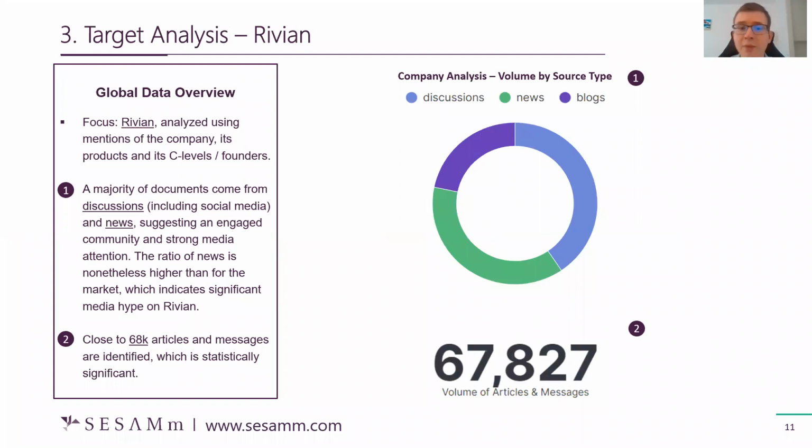We then perform that same type of analysis for the company itself. Again, this is a private company. We still have around 70,000 articles and messages on it. We even are able to cover very small companies and startup level companies with these specific use cases, and also obviously very small caps. So we have 70,000 articles on the company itself.